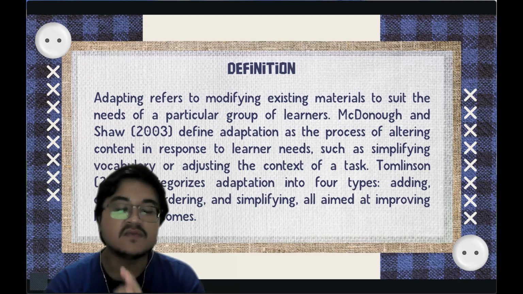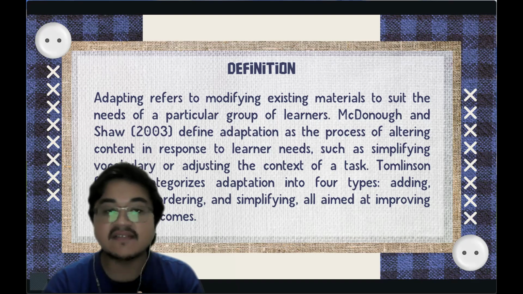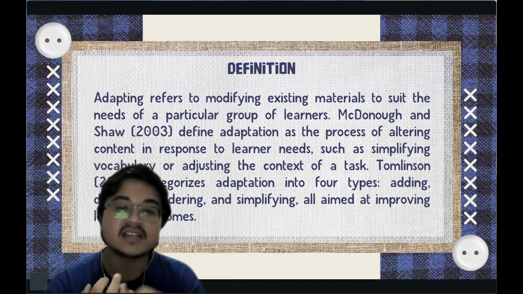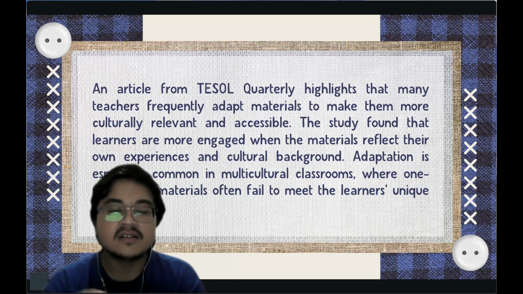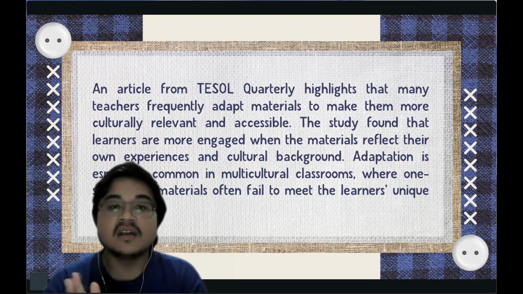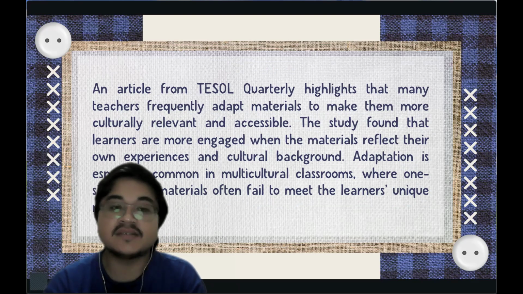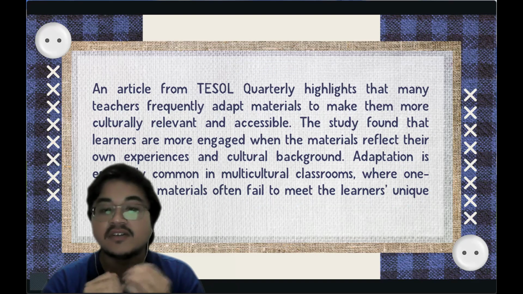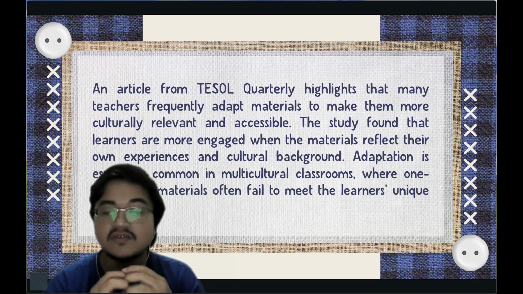Tomlinson in 2001 categorizes adapting into four types. First is adding, deleting, reordering, and simplifying, all aimed at improving learning outcomes. An article from TESOL Quarterly highlights that many teachers frequently adapt materials to make them more culturally relevant and accessible to people.